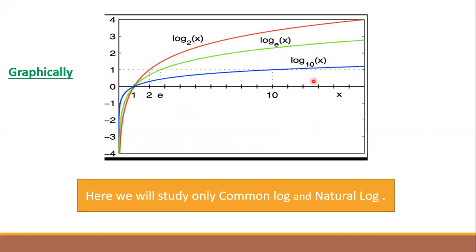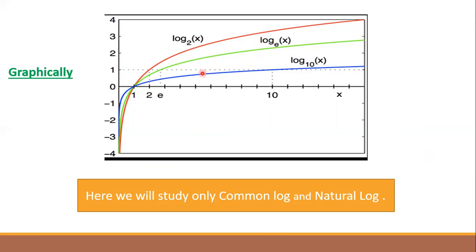As we know, the log of a number to itself as base is 1. This means that log of 10 to base 10 is 1, log of e to base e is equal to 1, and log of 2 to base 2 is equal to 1. Here you can easily see that if x is equal to 10, then y is equal to 1. This is the point.